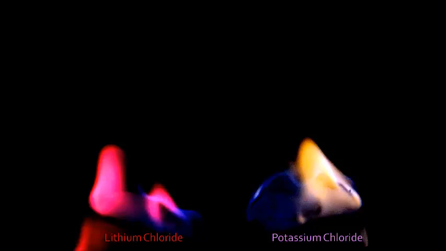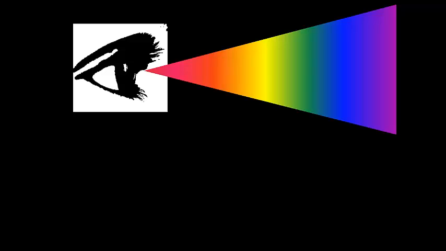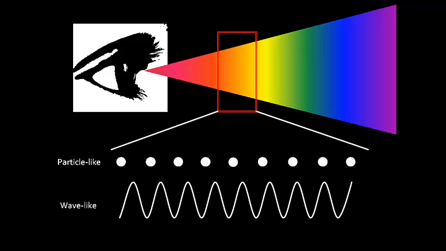Do you ever wonder why do different metal salts have different flame colors? Visible light is electromagnetic radiation that can be detected by the human eye. Electromagnetic radiation has a dual nature as both particle-like and wave-like, where the particles move in a wave-like manner.